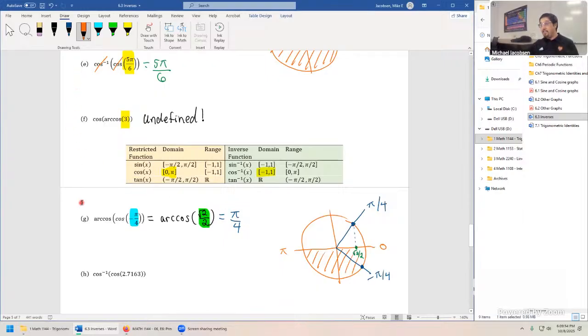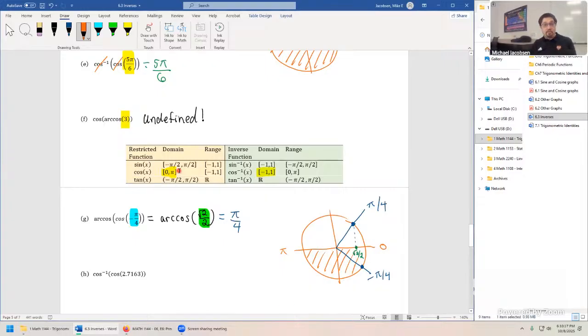So these three together are pretty weird. They're good ones to practice, to wrap our minds around. And that gets us to the problem down here, the new one of the day. Cosine inverse of cosine 2.7163. Well, this one is not so bad because 2.7163 is in the domain.